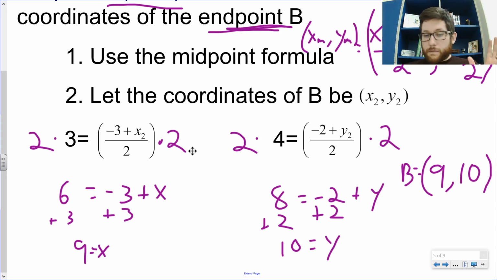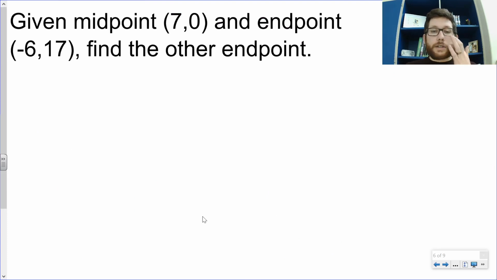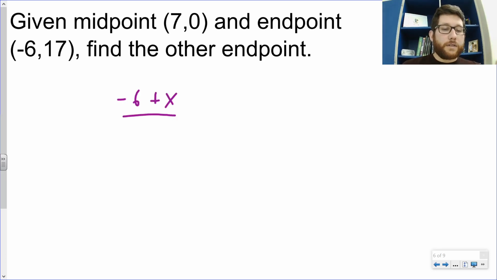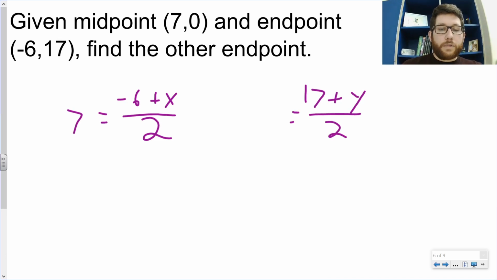So that was kind of getting down into the nitty gritty. Let's do one last problem just to see how this works. We'll move through it a little bit faster. Hopefully it'll be a little clearer. So first thing I want to do is plug in my endpoint. So I know I've got -6 plus some x value divided by 2. And I've got 17 plus some y value all divided by 2. And that should spit out a midpoint, which I know is 7, and my midpoint, which is 0.